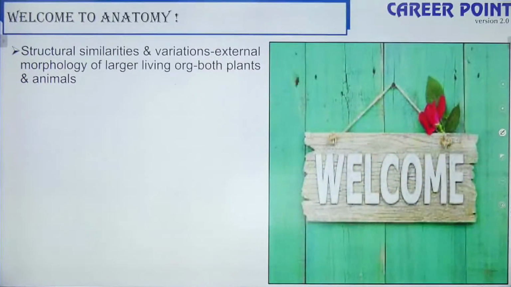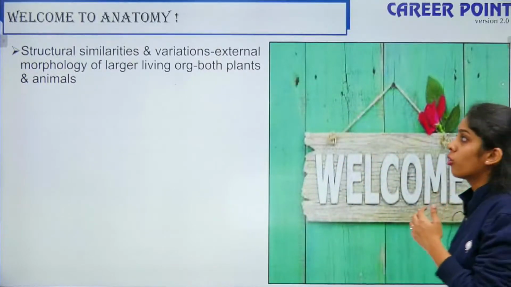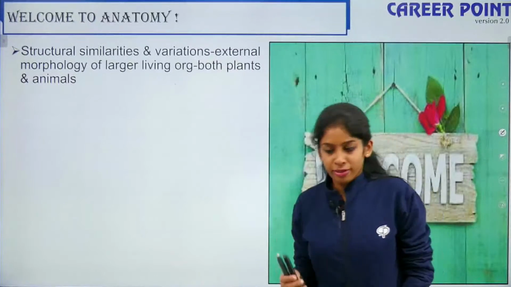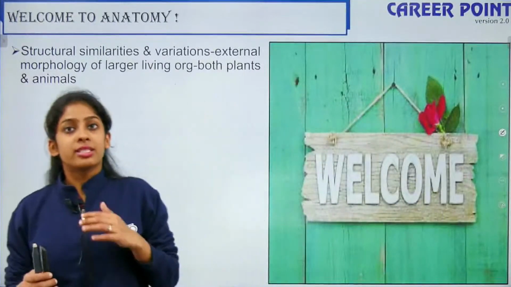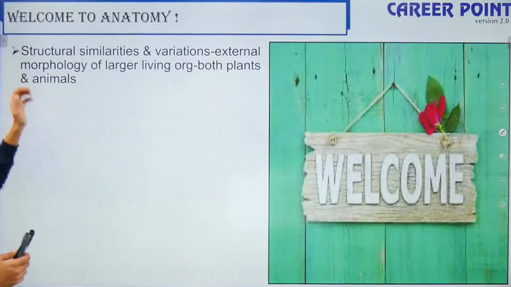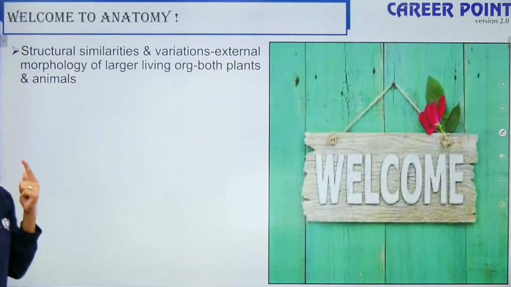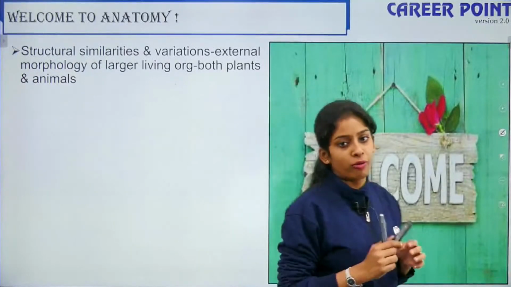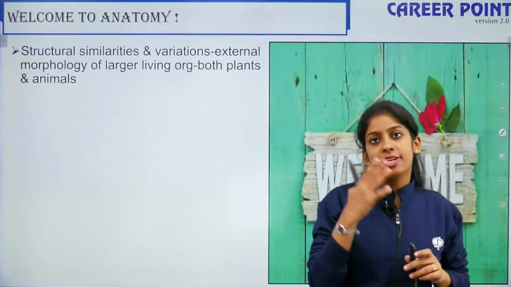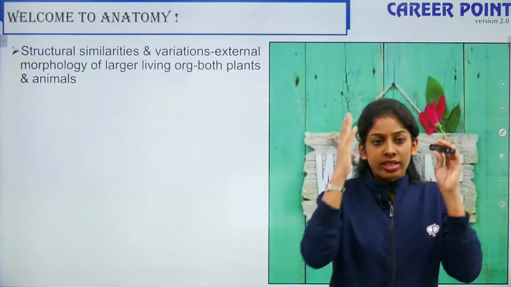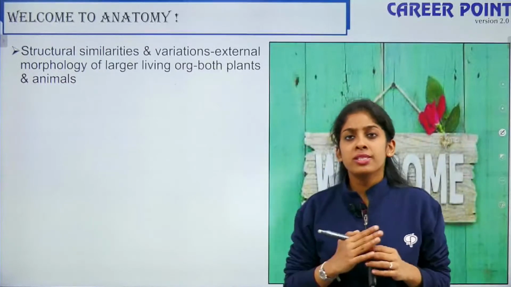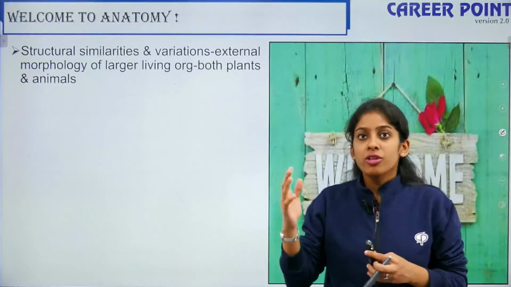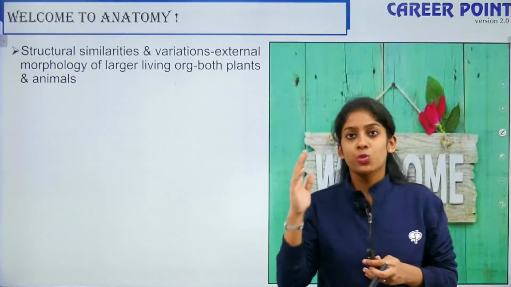Structural similarities and variations give the external morphology of the larger living organisms, both plants and animals. Of course, we are different from plants, we are different from animals, but still a lot of variation arises from the structure. Structure can be either similar or it can also have variations. That puts together the external morphology. When I say we are going to talk about the anatomy of dicot stem and root, it's not that the dicot stem is completely different and the monocot stem is completely different, not at all. It just differs in one or two portions. We are going to equally talk about the similarity as well as the variations here.